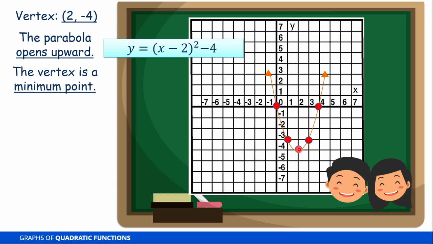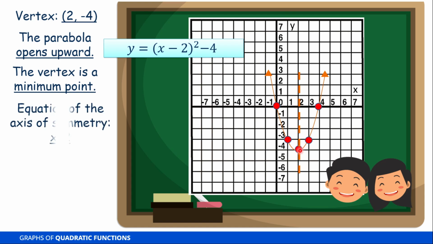Therefore, ang vertex natin ay tinatawag nating minimum point. So, kapag opens upward, minimum point. Kapag ang parabola opens downward, maximum point ang ating vertex. Okay, next. For our axis of symmetry, ano ba yung h natin sa ating vertex?